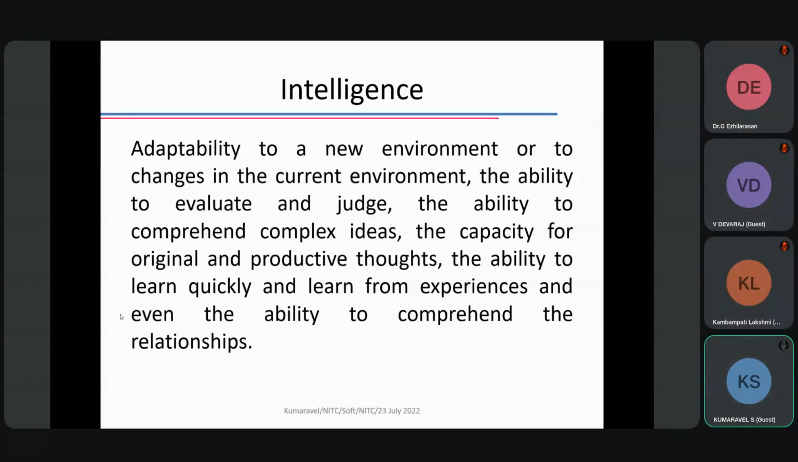So the next one: ability to evaluate and judge. That is called decision making. Suppose you are given three choices, A, B, C. For a given problem, you will definitely select a particular choice. If you give it to another person, sometimes he may not take the same choice that you have chosen. It will change from person to person, problem to problem. So decision making is another unique feature of intelligence.